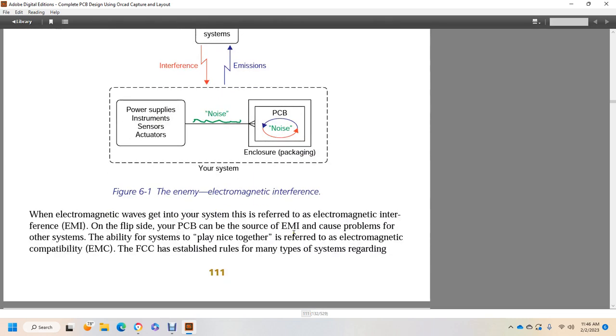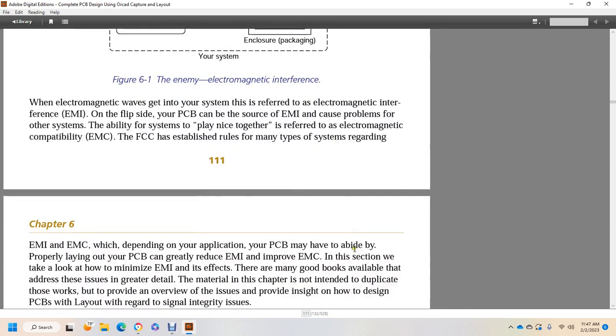When electromagnetic waves get into your system, it is referred to as electromagnetic interference, or EMI. On the flip side, the PCB can be the source of electromagnetic interference causing problems for other systems. Building systems that play nicely together is referred to as electromagnetic compatibility. The FCC has established rules for many types of systems regarding electromagnetic interference and electromagnetic compatibility, depending on application. Proper layout of the PCB can reduce induced electromagnetic interference and improve electromagnetic compatibility.